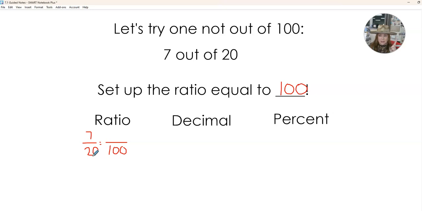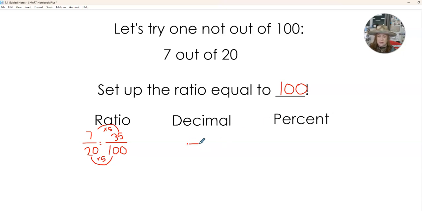So I'm asking myself, how do I get from 20 to 100? 20, 40, 60, 80, 100. We're going to times by 5. So if I times by 5 here, I do the same thing to the numerator, times by 5. So 7 times 5 is 35. So now we have this equivalent ratio of 35 hundredths. Now I can easily write my decimal and my percent.